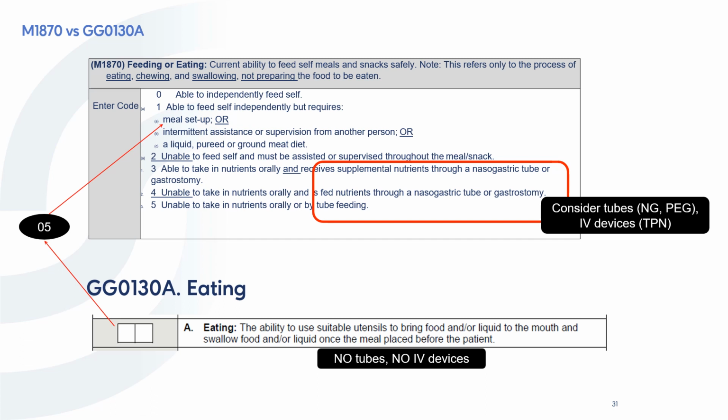But then we look down on M1870 through the 3 through 5, and here we're looking at tubes, NG tubes, PEG tubes, or your IV devices, your TPNs for that score 5, right? Those don't exist in the GG 0130A eating item. They're just not part of that. So if you have someone that's strictly on a PEG, like code 4, your eating is probably going to be either an 09 or some other code, but it's not going to be, oh yeah, and I'm also eating independently. You can't, not if you're on a PEG with an NPO diet.